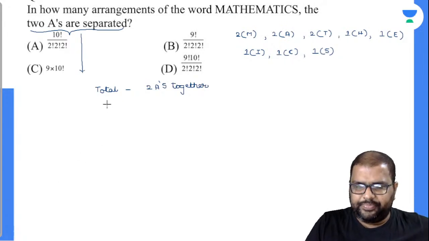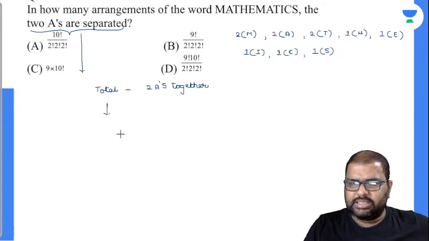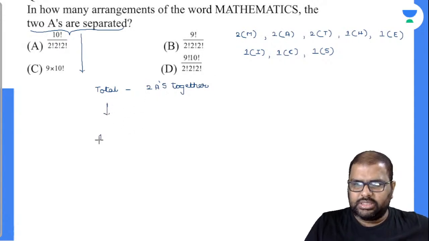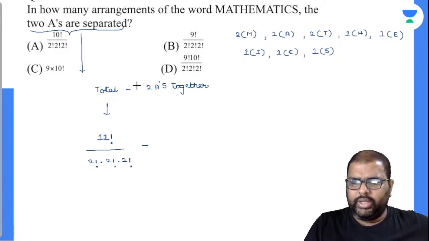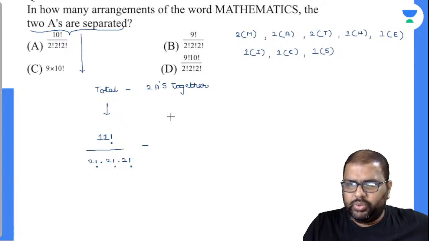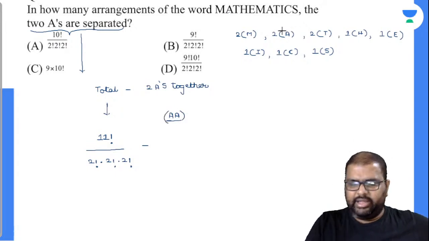First of all, the total number of alphabets is 11. So these 11 alphabets can be arranged in 11 factorial ways. Are there any duplicities there? Yes, there are: 2M, 2A and 2T. Minus the two A's together. Two A's together means the A's must be together, so I'll take this as one block. Out of 11 alphabets, I have taken out the two A's together.